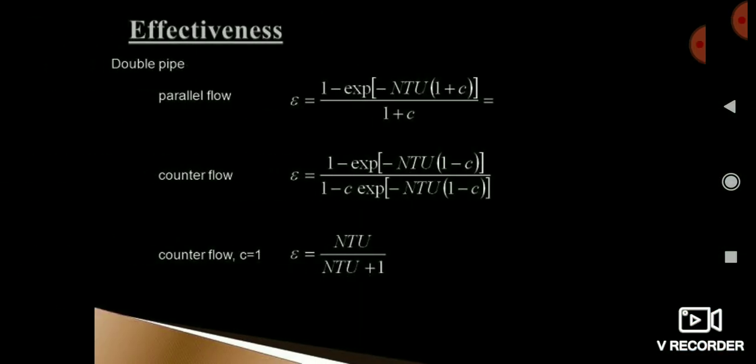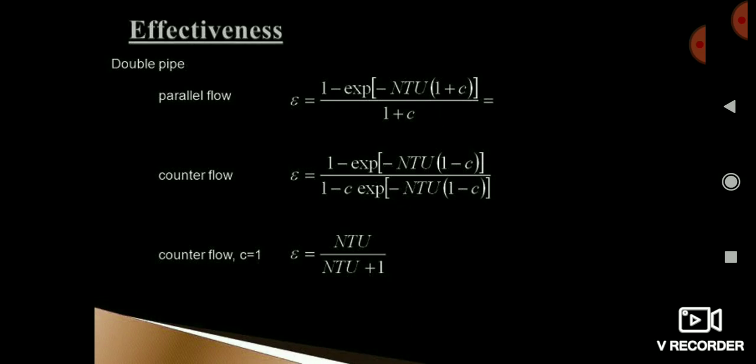And friends, this is all about the effectiveness of heat exchangers. There are mostly two types of heat exchangers, parallel flow and counter flow. And I think all of you should remember both these formulas. For parallel flow, effectiveness is equal to 1 minus e to the power minus NTU (1 plus C), divided by 1 plus C.